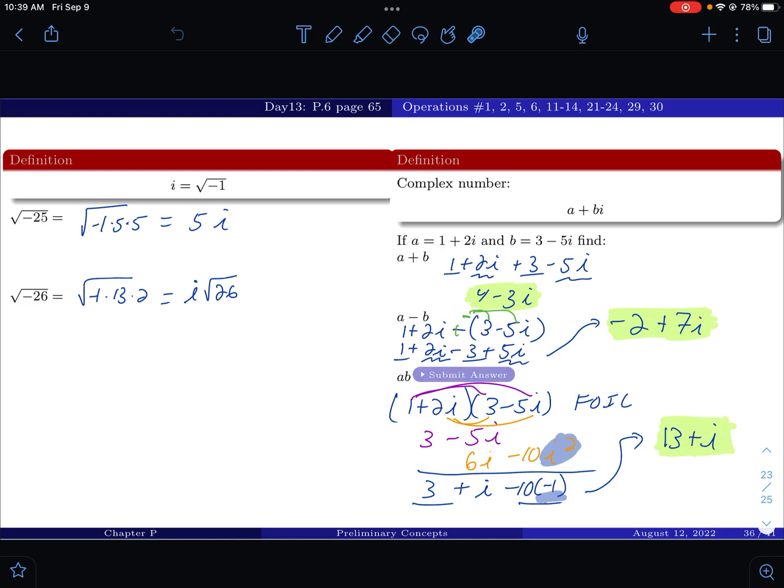Here are the notes for day 13. Day 13 is operations on imaginary and complex numbers. We've done imaginary numbers before. Anytime you try and square root a -1, we turn that into the imaginary number i.